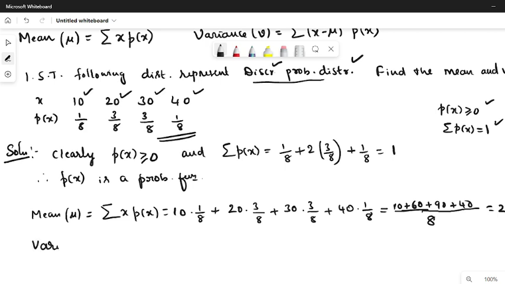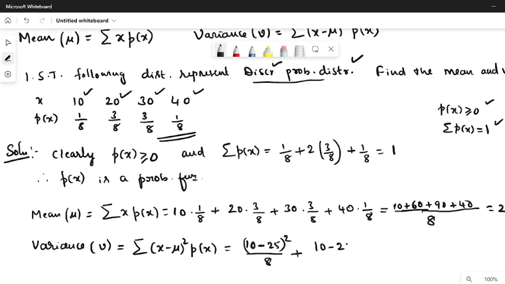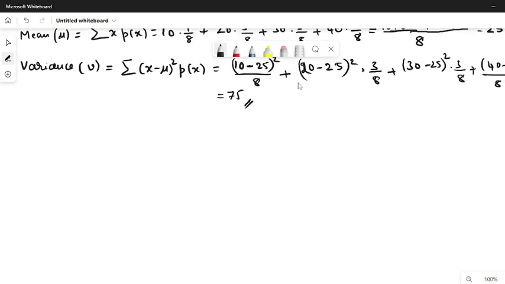Next, variance. We need to determine mean and variance only. So the formula for variance is summation x minus mu whole square into p of x. So that is actually 10 minus 25 whole square by 8 plus 20 minus 25 whole square into 3 by 8 plus 30 minus 25 whole square into 3 by 8 plus 40 minus 25 whole square into 1 by 8. We can check that this will be equal to 75. So this is the variance and mean for the given distribution. So this completes the first problem.